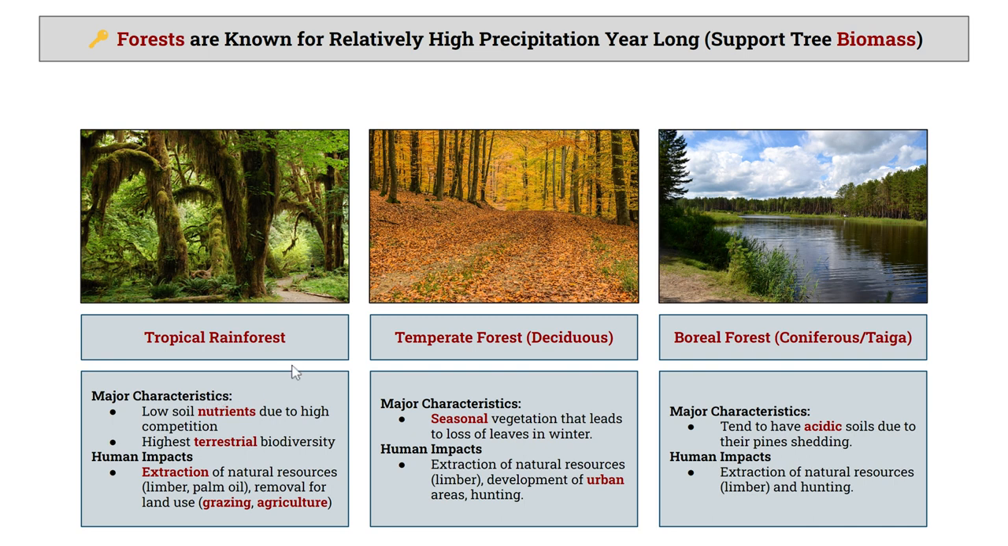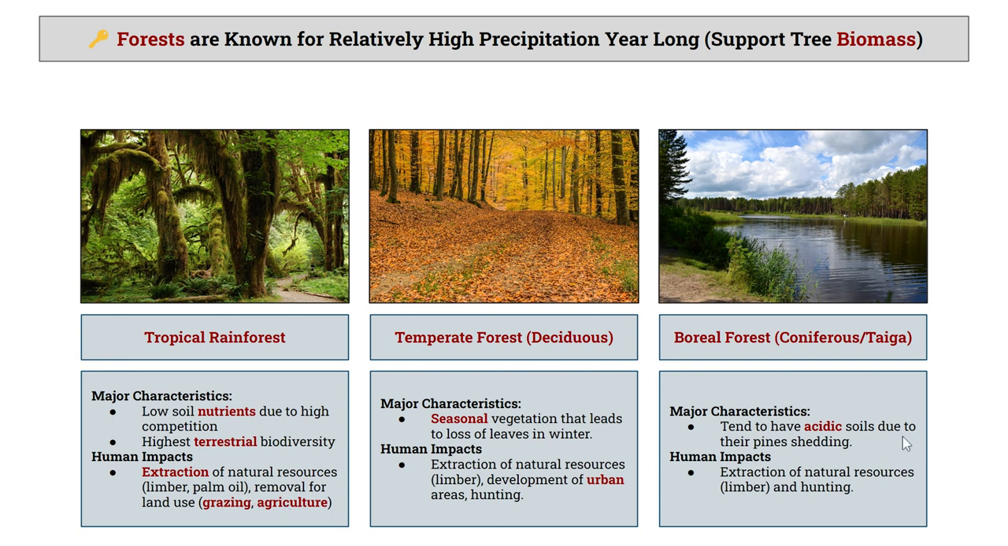So some of the major characteristics of tropical rainforests is they tend to have low nutrients due to high competition. And this also has the highest terrestrial biodiversity, because on average it has the highest temperature and precipitation. Here are some human impacts as well. I'm not overly concerned that you know these yet. We'll talk about these in later units, but they foreshadow what we're going to be talking about going forward.